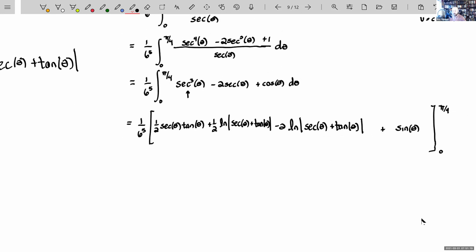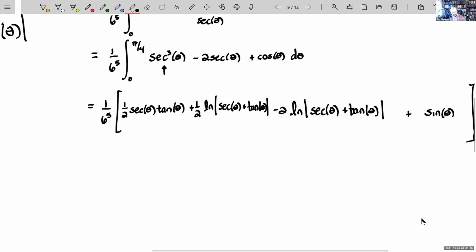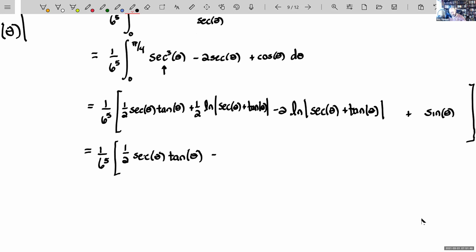And we are done integrating. Now we just have to evaluate. Before I evaluate, maybe I'll glue together those natural logs just really quickly. I hope you don't mind. I'm taking the time to do that. 1/2 secant tangent. Let's see, we have a 1/2 minus 2, so that's a -3/2. Natural log absolute value.